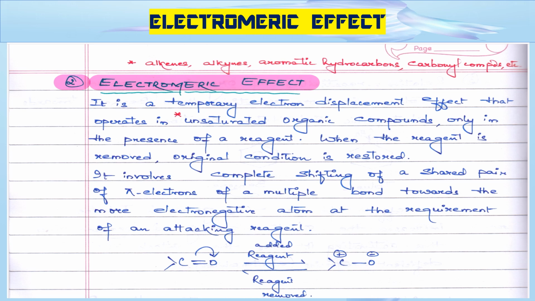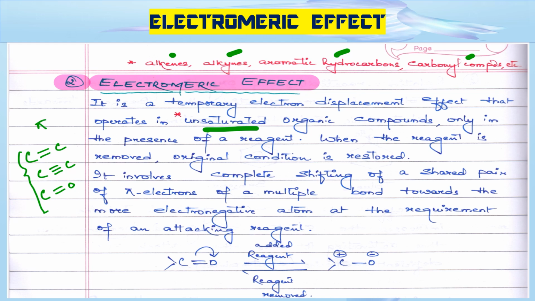Now what do we mean by unsaturated organic compounds? These are the compounds which may be alkenes or alkynes or aromatic hydrocarbons like benzenes and benzenoid compounds or carbonyl compounds like aldehydes and ketones. So what is the common feature of all these compounds? Why are they known as unsaturated compounds? Because they have either a carbon-carbon double bond, or a carbon-carbon triple bond, or a carbon-oxygen double bond. So in all these compounds you will see the presence of pi electrons.